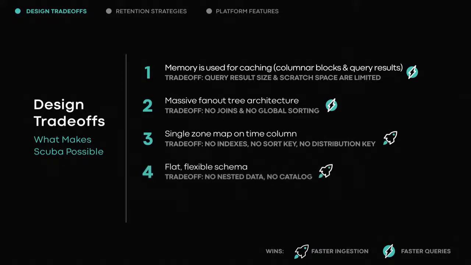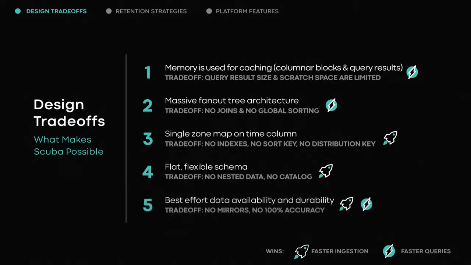We have a simple flat schema, and we have support for primitives and arrays, but we don't have any support for natively nested data today. And finally, data is distributed across a large number of machines for each of our use cases and is replicated across multiple regions. But we don't guarantee any consistency across these replicas, which means that data availability is best effort by design. This again is for both faster ingestion and querying.